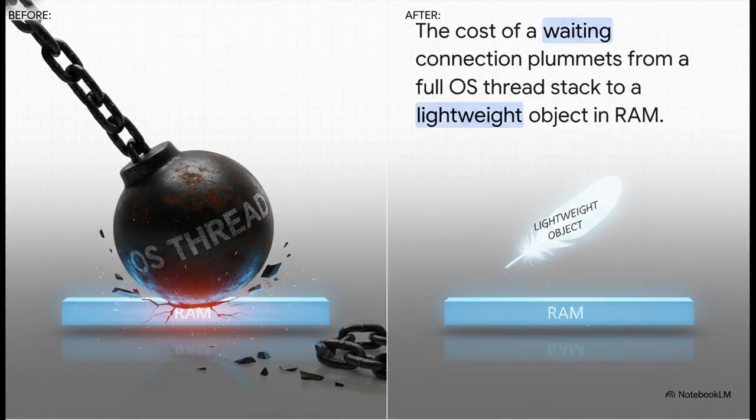The impact of this is just huge. I mean, the cost of a connection that's just sitting there, waiting, plummets. Instead of tying up a whole resource-hungry operating system thread, it becomes just this tiny little object sitting in your application's RAM. And that is the secret sauce. That's what allows a single process to juggle tens of thousands of connections without even breaking a sweat.